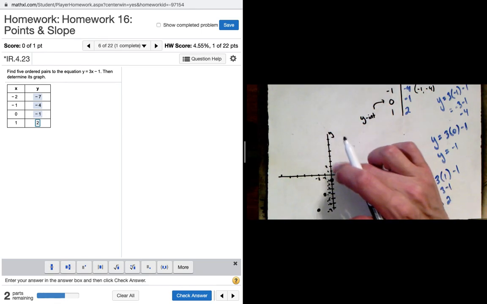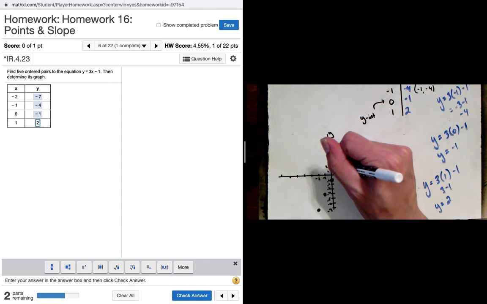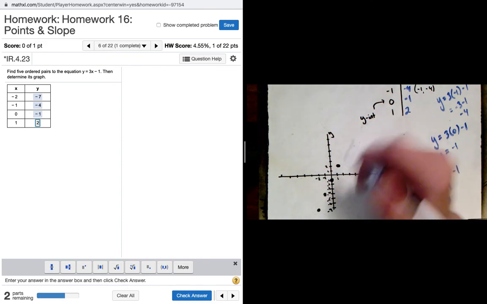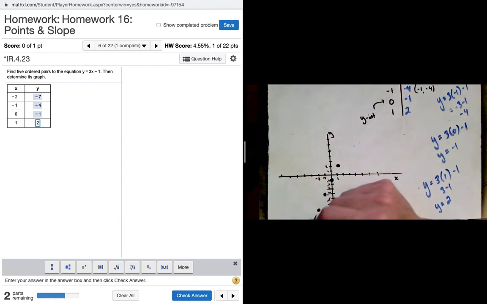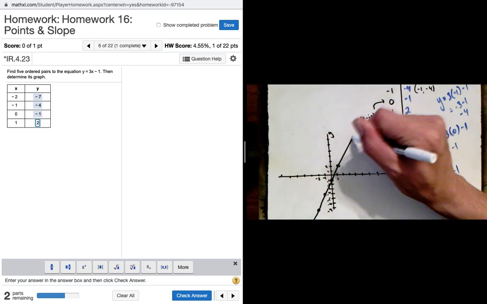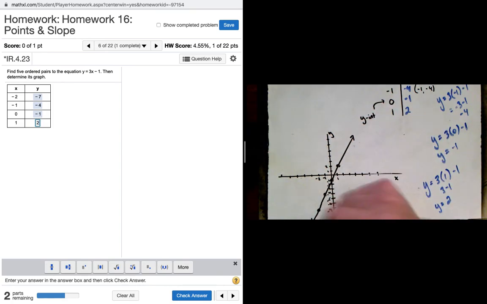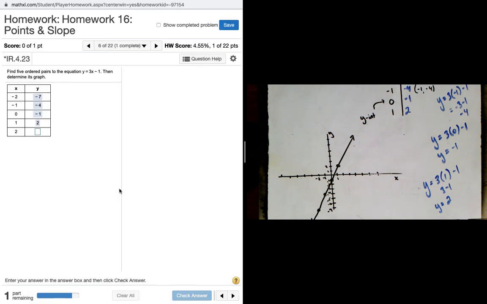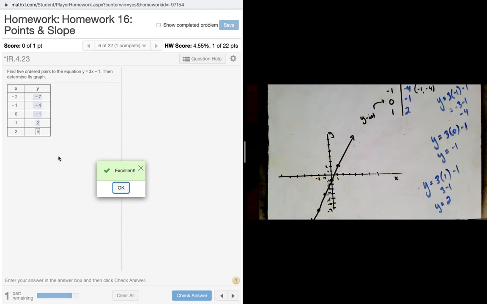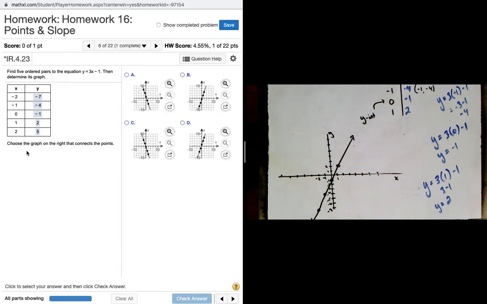I didn't do the best job here. Just make your points real big. And we can connect these points together like this to make our line. Again, adding 3 to this, for the sake of time, I can continue to add 3. And then it asks us to choose which one of these is the graph.